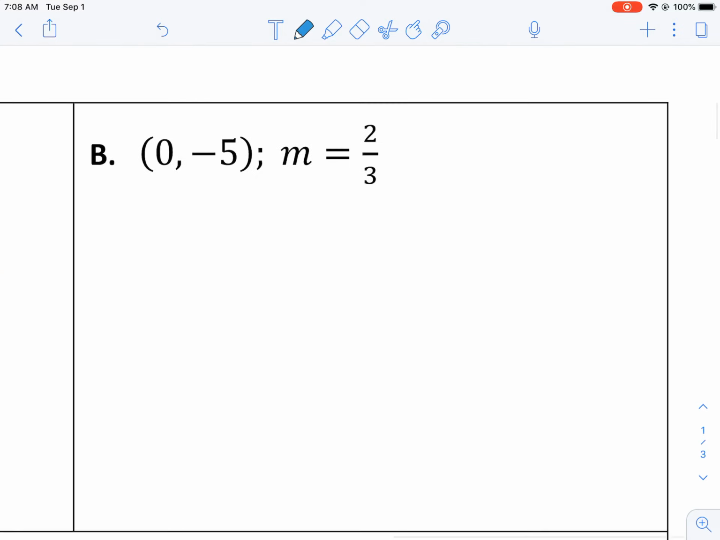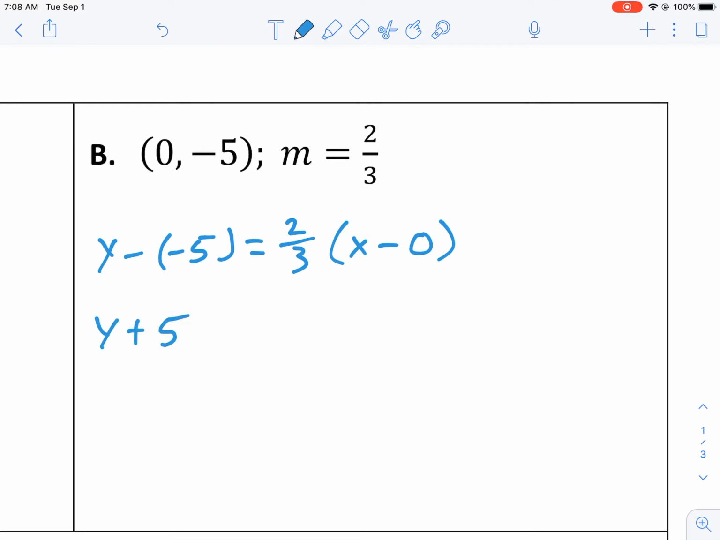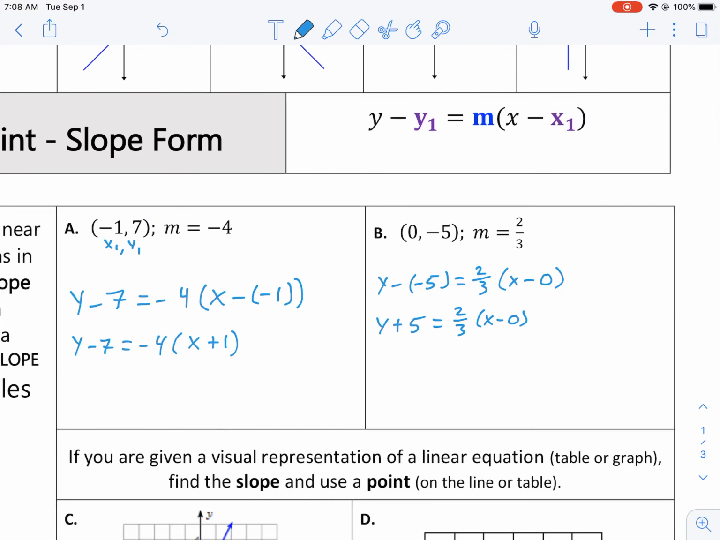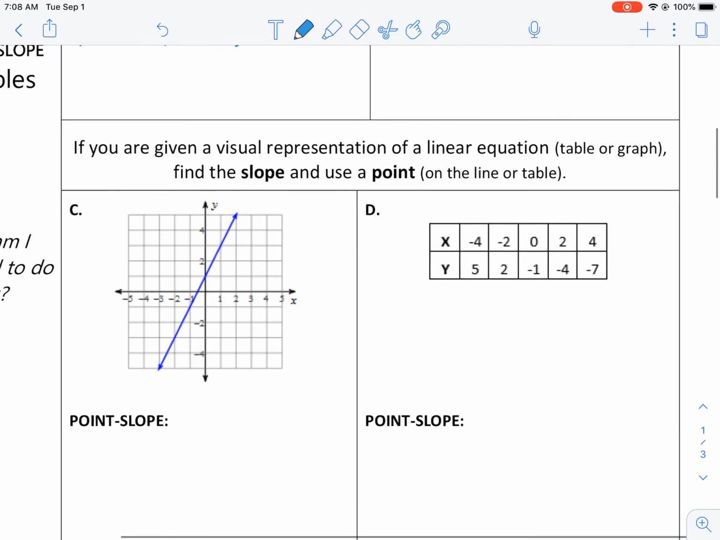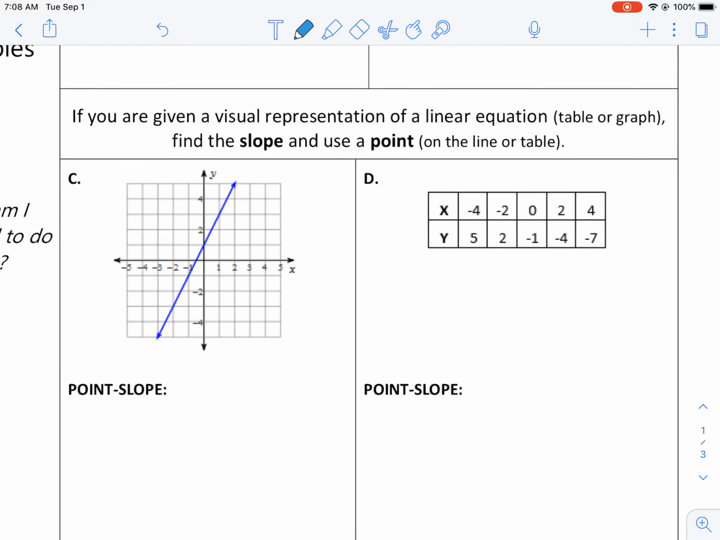It's very easy. So here we can do the same thing, all right? y minus -5 equals 2/3 x minus 0. Turn this into a plus sign. And there we go, all right? Point slope form, done. So writing equations in point slope form, once you understand how to do it, it's very helpful. So now we're going to look at some other representations.